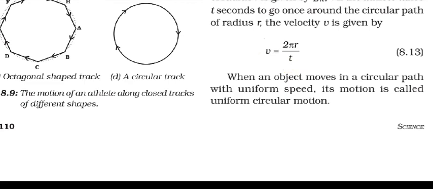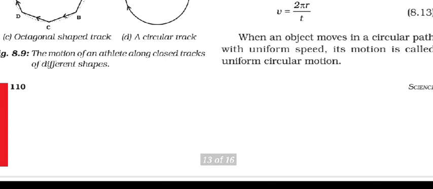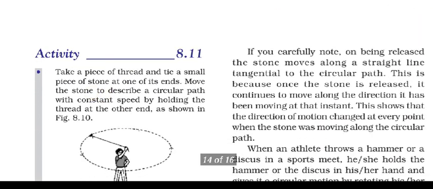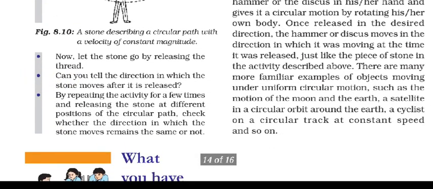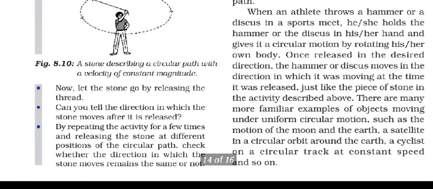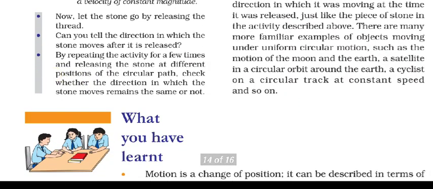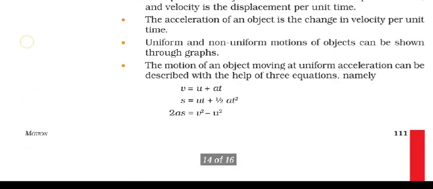So if the athlete takes t seconds to go once around the closed path of radius r, I want to find out the velocity v of the athlete. I know the radius of the circle is r, the circumference is 2 pi r, and the time taken is t. Now what is velocity? First tell me what is circumference. Circumference is the distance around the circle. So when I ask what distance is traveled, we are talking about the circumference. I hope you get it.